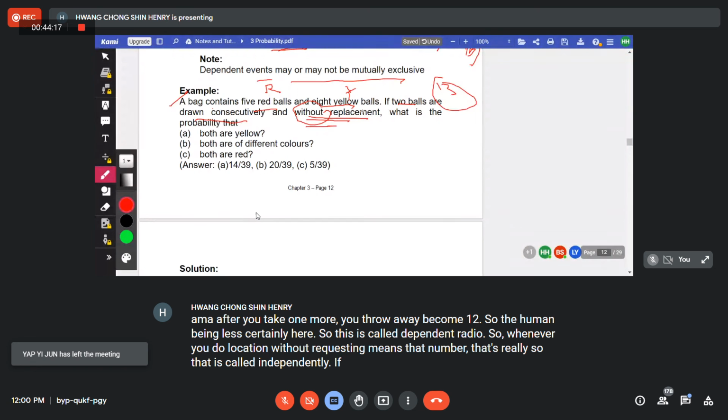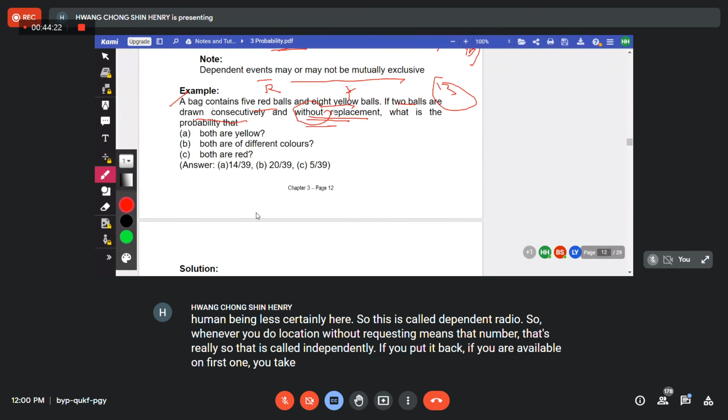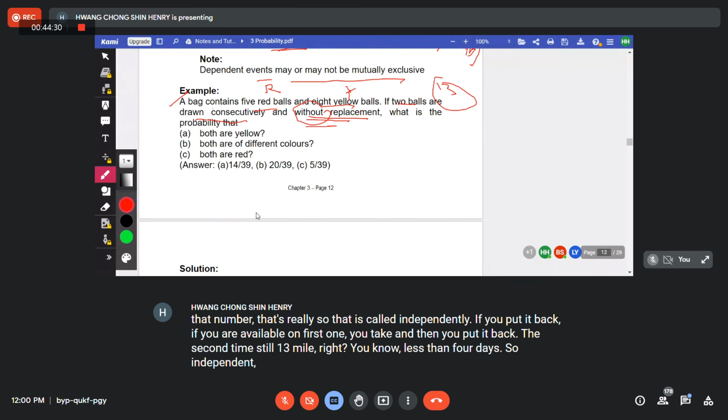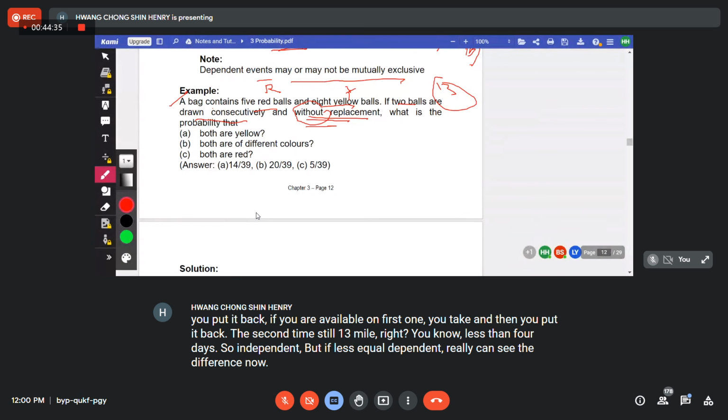If you put it back, if you take 2 balls, the first one you take and then you put it back, the second time it is still 13, right? Still no less. So that is called independent. But if it becomes less, you call it dependent. Can you see the difference now? I hope everybody takes note.